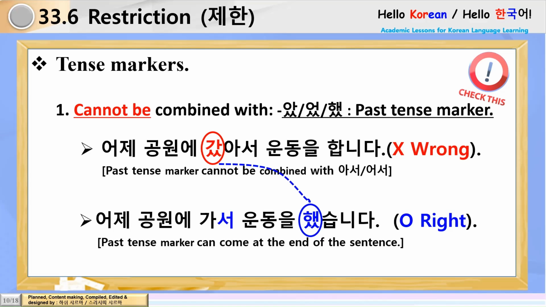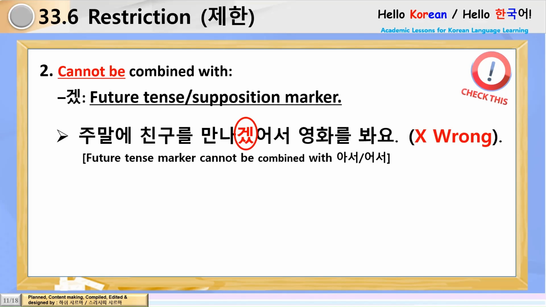Clear, 여러분? Let's move to the next. It cannot be combined with future tense or supposition particle, that is, 겠. 주말에 친구를 만나겠어서 영화를 봐요. This sentence is again wrong.